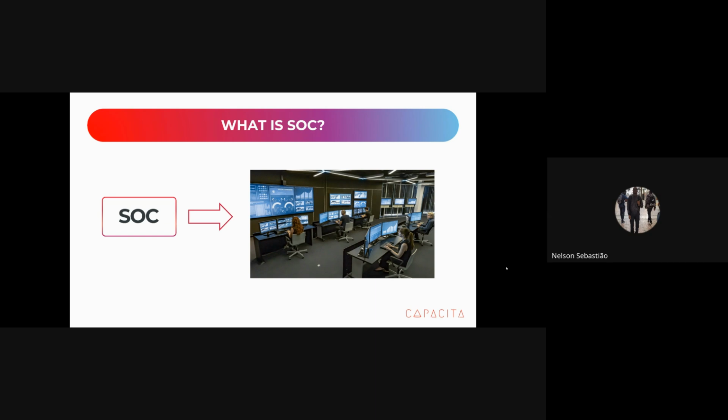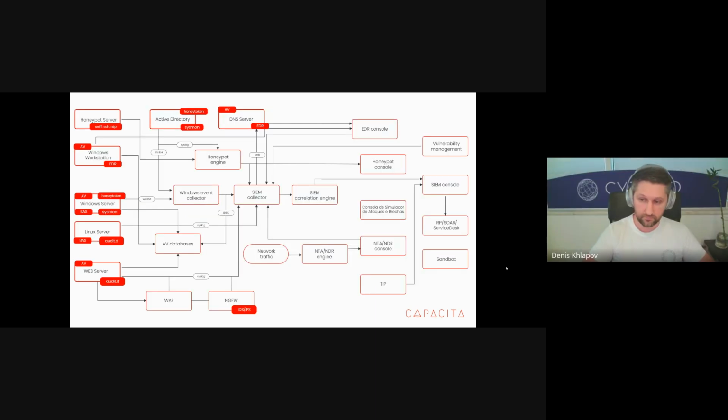Because of this, I decided to define what SOC really is, how we can understand it. Usually, what we meet in Angola is that people think that SOC is just a collection of some security tools. Some modern fancy security tools, and the base is SIEM, of course. It's security information and event management. And to buy a SIEM and think that you already have a SOC is like buying a hammer and thinking that the house will be built on its own.